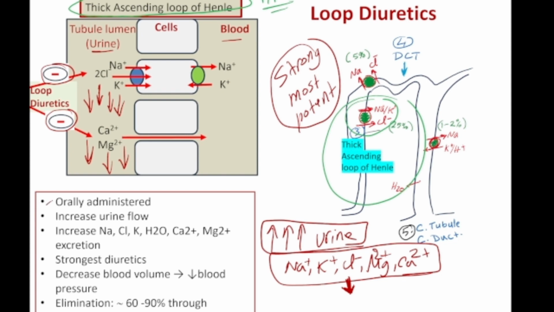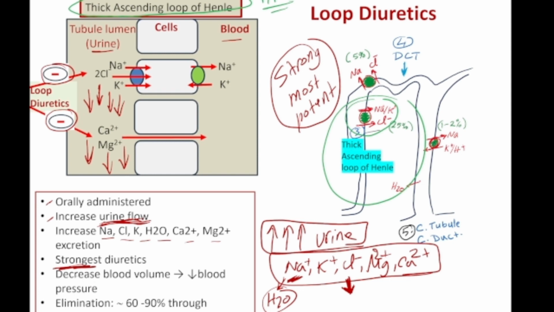This group of medication is prescribed orally. It increases urine flow, because sodium pulls water out with it. We have a lot of water with the sodium, because water follows the sodium. So it increases sodium, chloride, potassium, water, calcium, and magnesium excretion. This group of medication is considered a strong diuretic. Question: which of the following diuretics is considered a strong diuretic? Loop or thiazide?